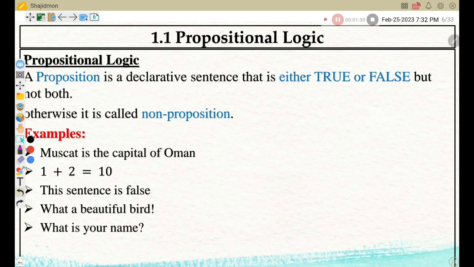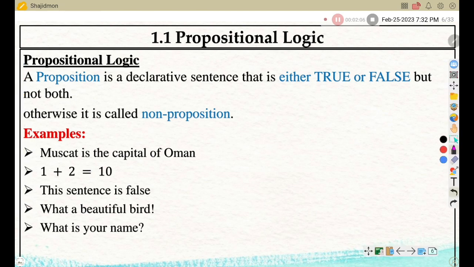So let's start the first topic, 1.1. First I will tell you what ideas we are discussing in this section, and after that we will do the questions one by one. Propositional logic first: proposition. What is the meaning of proposition? A proposition is a declarative sentence. That means it is either true or false, but not both.